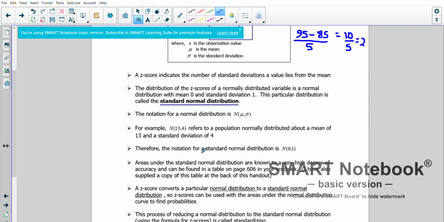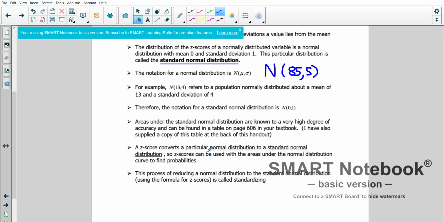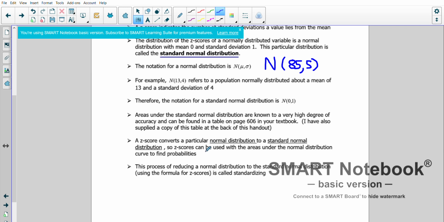So a little notation for when we're talking about the normal distribution is we use a capital N, and then we put the mean and the standard deviation. So for my golf, if I were talking about my golf game, and you saw this, this would tell you that I have a mean score of 85 and a standard deviation of 5. Okay, so for the standard normal, where the mean is 0 and standard deviation is 1, you have this. So this is the key right here. Areas under the standard normal distribution are known to a very high degree and can be found on this table that I'm finally going to show you.